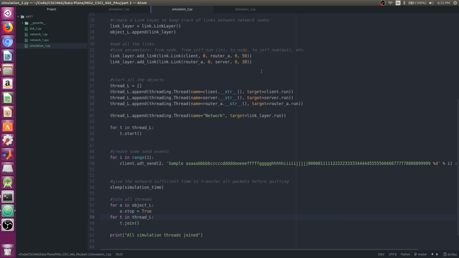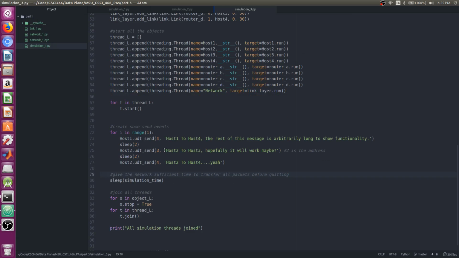So the next part is simulation 3. So we will send 3 different messages. Notice there's a sleep timer in between just so it's more readable when you read the code. So the first one will go to host 4, and it says host 1 to host 4, and it's sent by host 1. The next one is host 2 to host 3, sent by host 2. And the last one is host 2 to host 4, sent by host 2. There's the destination.